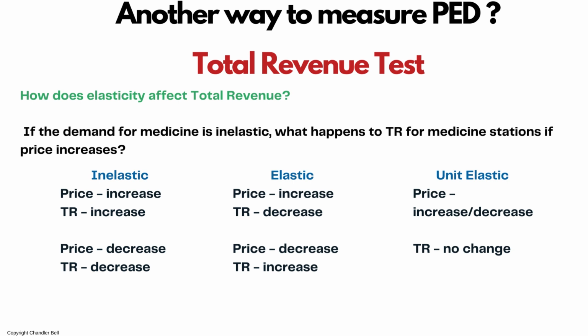The total revenue would most likely increase significantly due to the fact that the quantity demanded would not change very much, indicating that the good is price inelastic in nature. This test also works for price elastic demand. If the price increases for a good and the total revenue decreases, you can assume the good is price elastic.